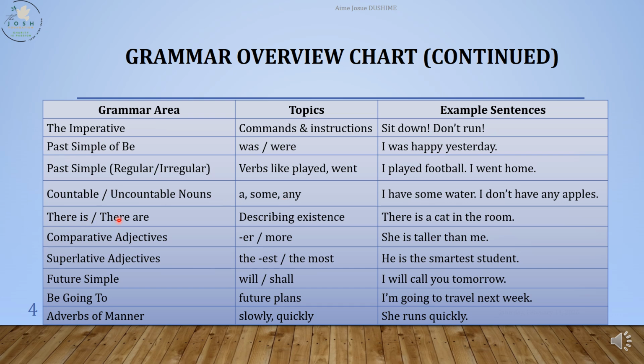There is, there are, when we are talking about the existence in the present. There is a cat in the room. Comparative adjectives, we said for the short adjective we use er, and for the long adjective we use more plus adjective. She is taller than me.